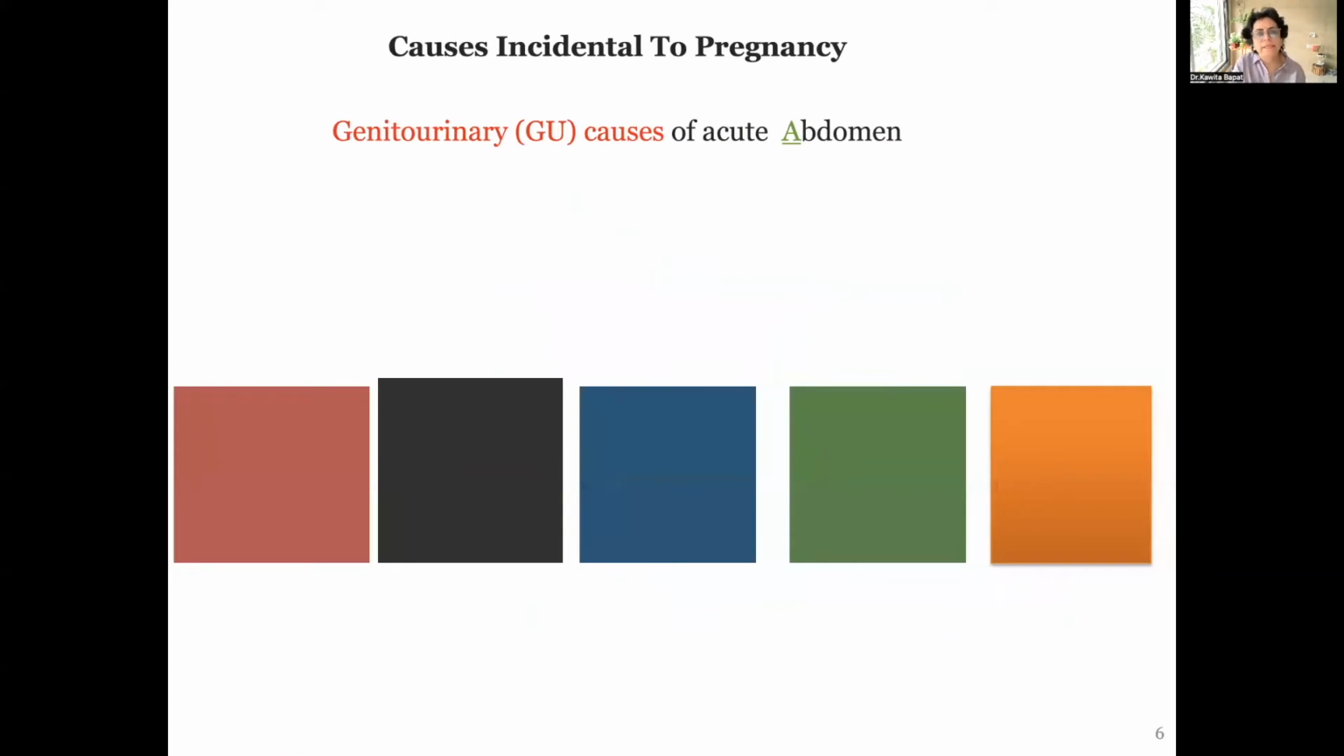But the causes incidental to the pregnancy may be due to the genitourinary causes. First, I talked about the gastrointestinal. These are the genitourinary causes of acute abdomen. Number 1, ovarian cyst rupture. Number 2, adnexal torsion. Number 3, there can be a ureteral calculus.